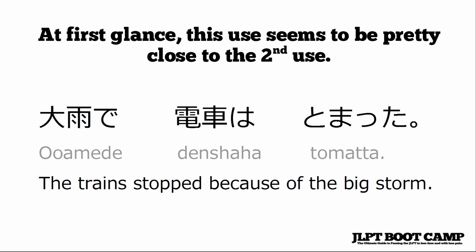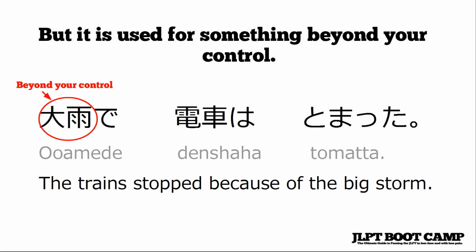you can understand that the heavy rain is what caused the train to stop. The big difference here is that o ame is something beyond your control, and that's when we use this de. If it's something beyond your control and it causes something, that's the relationship, that's the reason why the train stopped, then we use de in that particular situation.